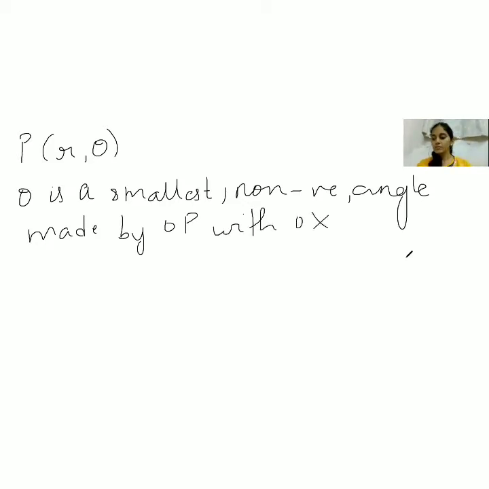All right. So what do we know about theta? It is positive, smallest, and made by the vector ray, that is vector r, with the fixed ray, that is OX. Okay, so we have this as 0 less than theta less than 2 pi. So theta should lie between 0 and 2 pi.